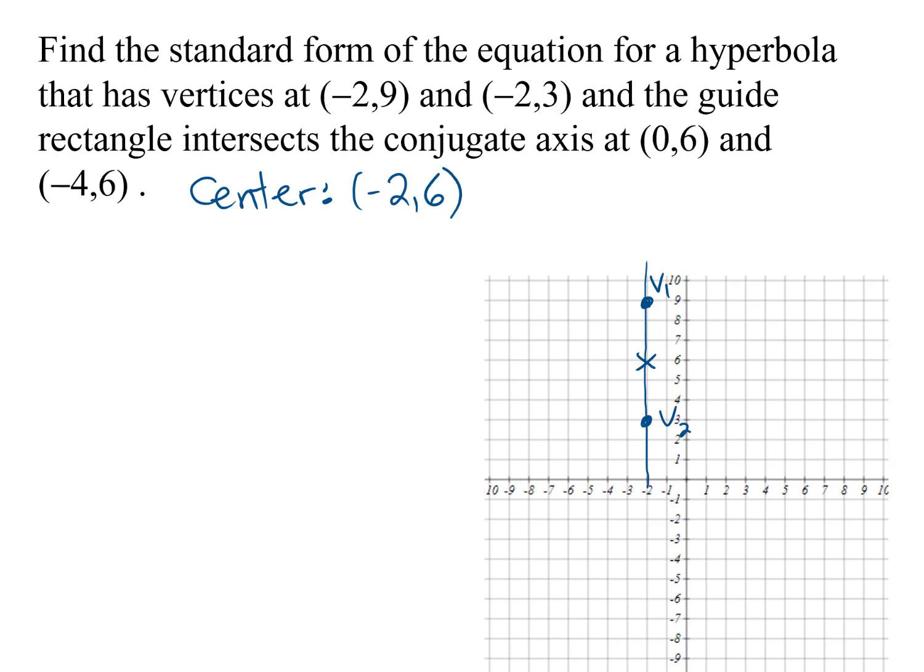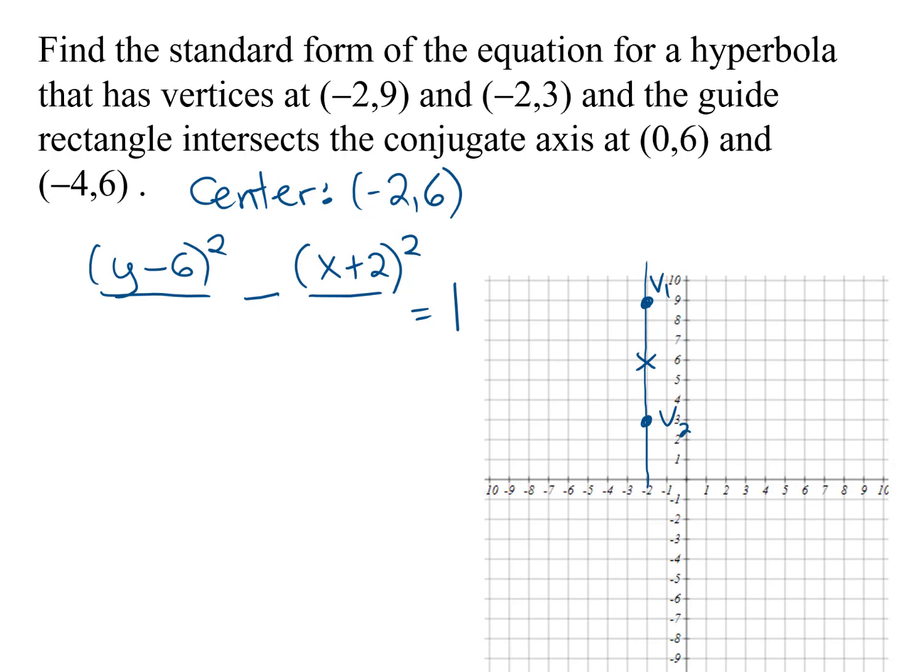And I also see that it's a vertical transverse axis. You see the vertices from the center are in the y direction, so I know the y is positive. And to get a 6 for a y value in the center, this is going to be (y - 6) squared over, we'll put the denominators in a minute. So x, to get -2 for the center, this must be (x + 2) squared over something equals 1. So I've got the y term positive because the transverse axis is vertical.